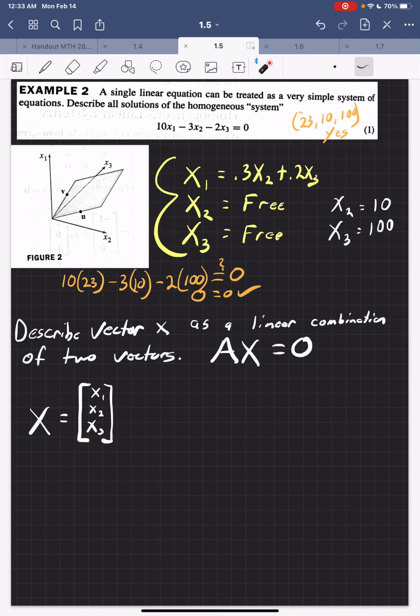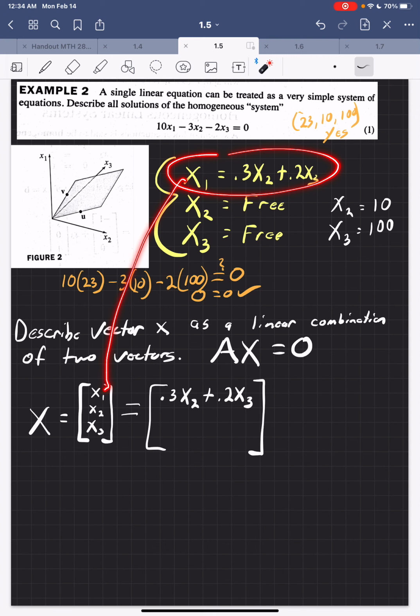And now, since we're trying to write it as a linear combination of two other vectors, we need to figure out what the other two vectors are. And this is the way we're going to do this. So notice that x sub 1 is equal to the following: 0.3 x sub 2 plus 0.2 x sub 3. So I'm going to insert that for x sub 1 right here. So 0.3 x sub 2 plus 0.2 x sub 3. Okay, so that has been inserted for x sub 1.